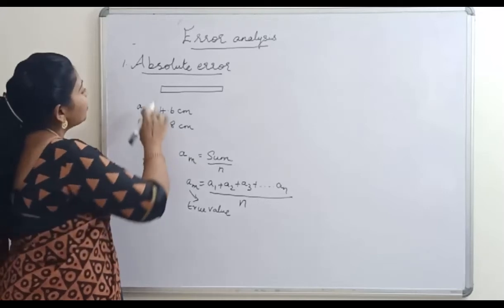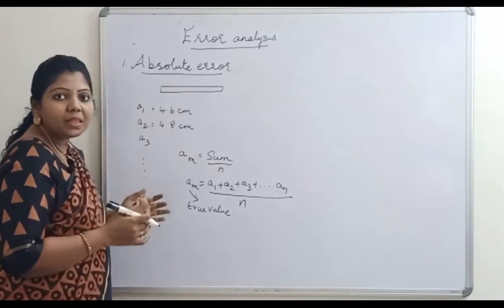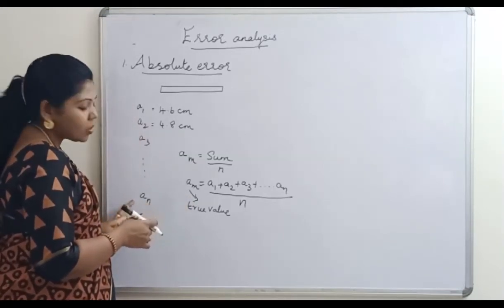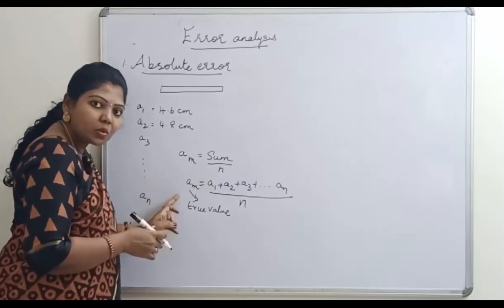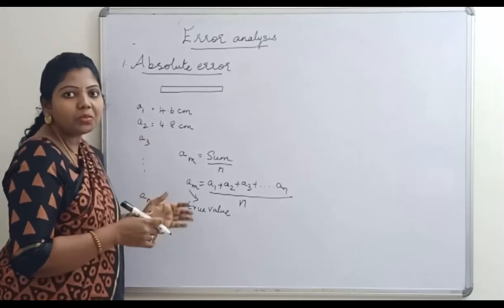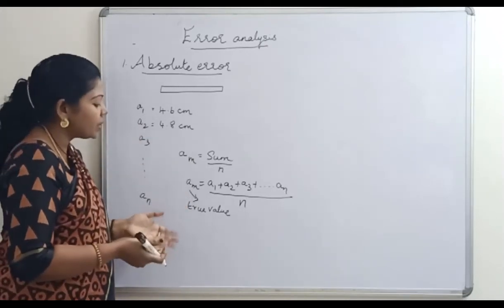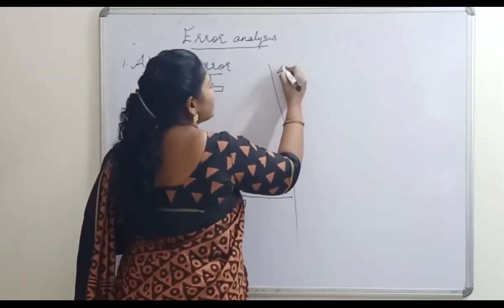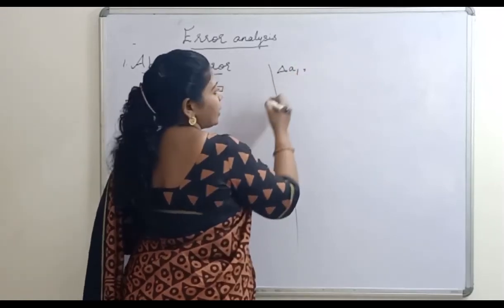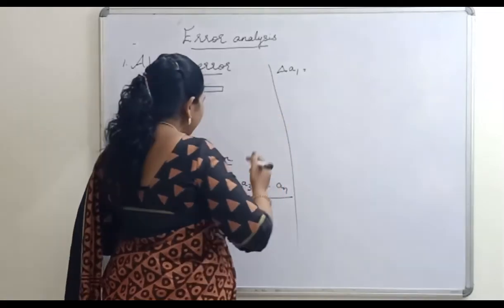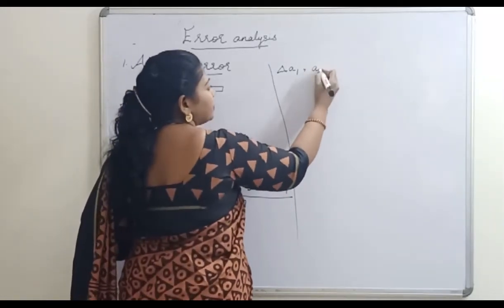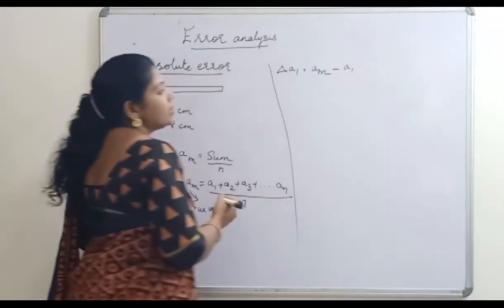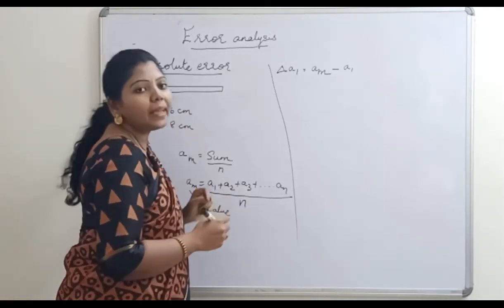Now what is meant by absolute error? Absolute error is the difference between the true value and the measured value. These values are called the measured values and the mean value is called the true value. So to find the absolute error, we have to find the difference between the true value and the measured value. Here, delta A1 is equal to the absolute error. Delta A1 is equal to the true value, that is AM, minus the measured value A1. So delta A1 is equal to AM minus A1.